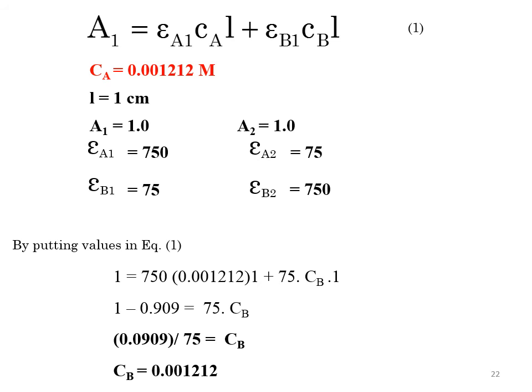So once we have the value of CA, then we can place the value of CA in any of the equations 1 and 2, and we can calculate the value of CB. As shown over here, the value of Cb has been calculated from equation number 1. In equation number 1, we have placed all the parameters which are also listed over here, because all these parameters are known of equation number 1 and only Cb is unknown. So the value of Cb can also be calculated in this way, and in these calculations its value has become equal to 0.001212.